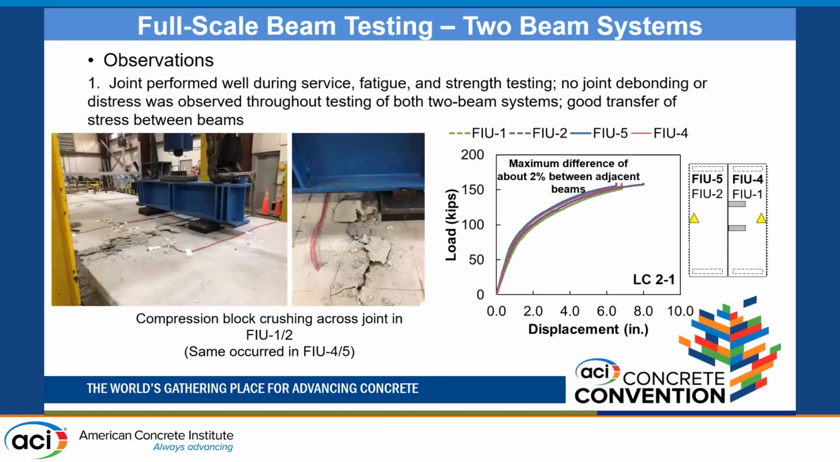So here are some observations. The joint performed well during service and strength testing in both phases. No joint debonding or distress was observed throughout testing of both 2 beam systems, and there was good transfer of stress between beams. Basically, we exerted the ultimate capacity during phase 1, and after 4.7 million cycles, ultimate capacity again, and we compared the 2 results. You'll see on the graph on the right, the load versus displacement, pretty much the difference is 2%. So the system holds well.